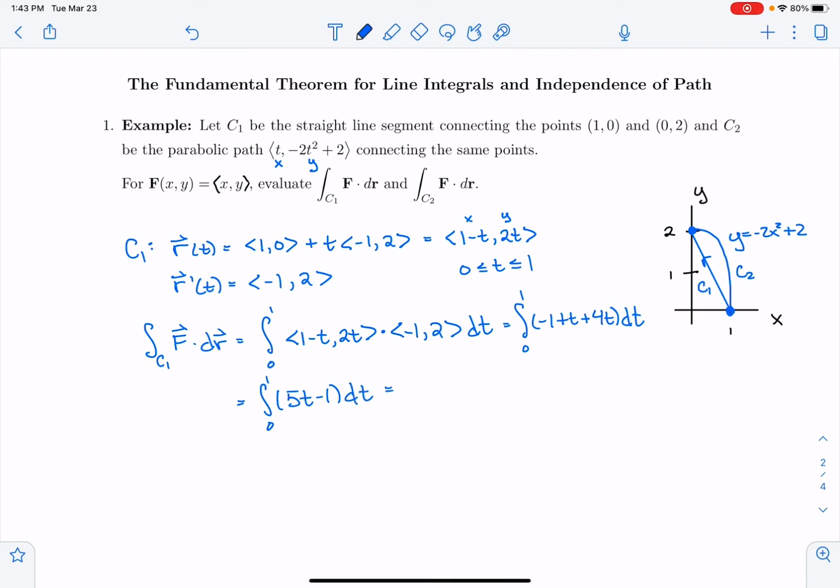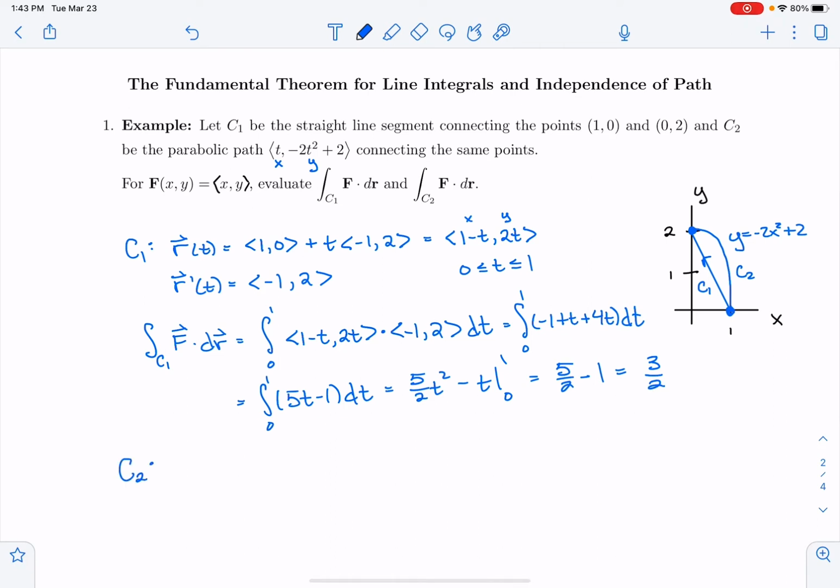Finding an antiderivative, we get 5 halves t squared minus t evaluated between 0 and 1. There's that fundamental theorem of calculus that we're applying that allows us to evaluate this integral by evaluating the antiderivative at the endpoints. We get 5 halves minus 1 minus 0, and that will give us a value of 3 halves for that line integral.